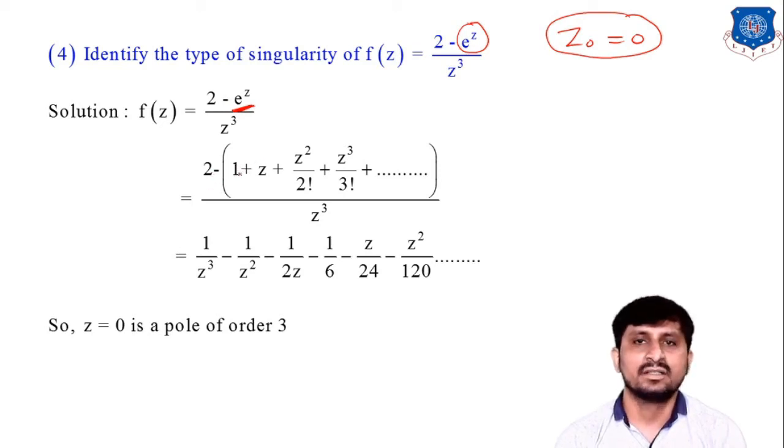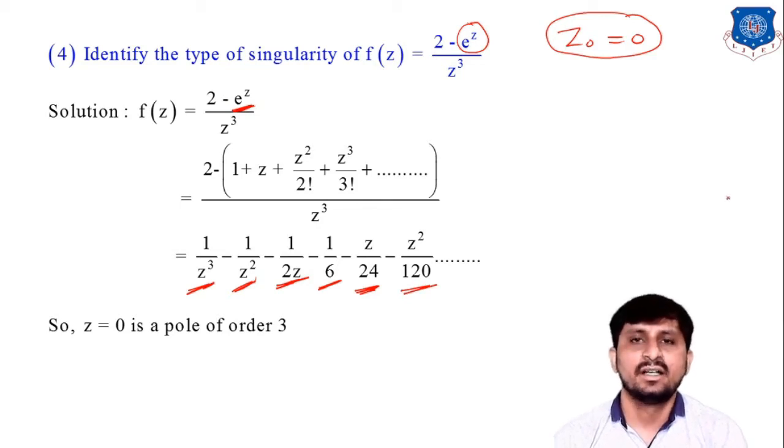2 minus 1, that is 1. Okay, so the first term is 1 upon Z cube. The second term is minus Z upon Z cube, so minus 1 upon Z square. The third term is minus Z square upon Z cube, so that is minus 1 upon 2Z. Okay, then minus Z cube upon Z cube, and 3 factorial is already there, so the constant term is minus 1 upon 6. Okay, and after some terms, if you want to write, that is minus Z by 24 minus Z square by 120, right?